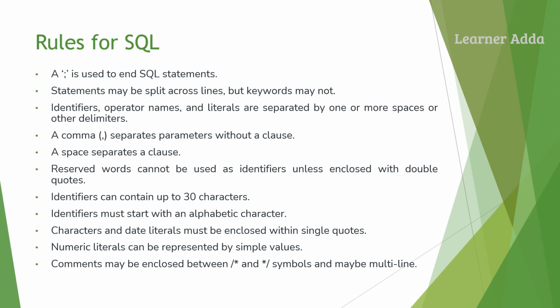Reserved words cannot be used as identifiers unless enclosed within double quotes. Identifiers can contain up to 30 characters. Identifiers must start with an alphabetical character. Character and date literals must be enclosed within single quotes. Numerical literals can be represented by simple values. Comments may be enclosed between slash-star and star-slash symbols and may be multi-line.